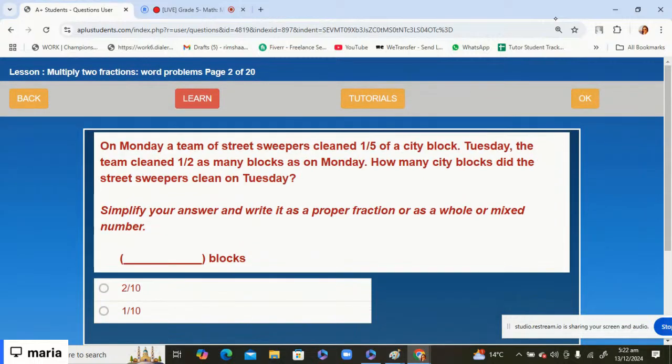So, let's do the next. On Monday, a team of street sweepers cleaned 1/5 of a city block. Tuesday, the team cleaned 1/2 as many blocks as on Monday. So, how many city blocks did the street sweepers clean on Tuesday? Write your answer, simplify your answer, and write it as a proper fraction, a whole number, or a mixed number.